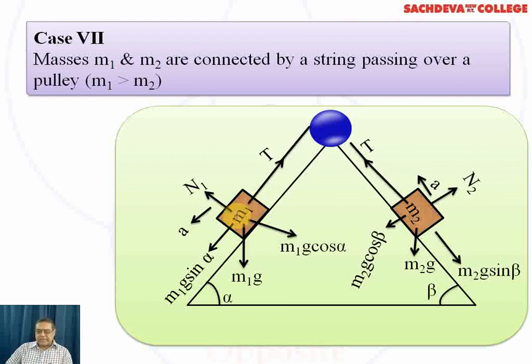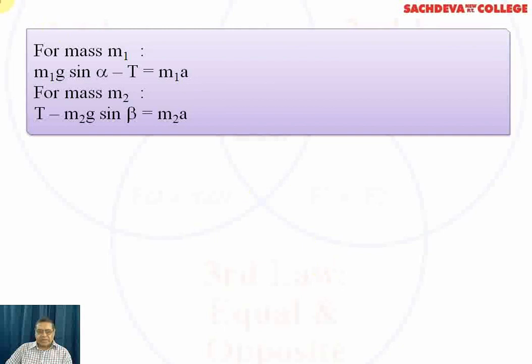Now towards the right side, the angle is beta. So here, the masses include the horizontal and vertical components in terms of beta. Reaction is always at 90 degrees to the surface, and reaction is balanced by mg cos beta. For M1, M1g sin alpha minus T is equal to M1A, and for mass M2, T minus M2g sin beta is equal to M2A.